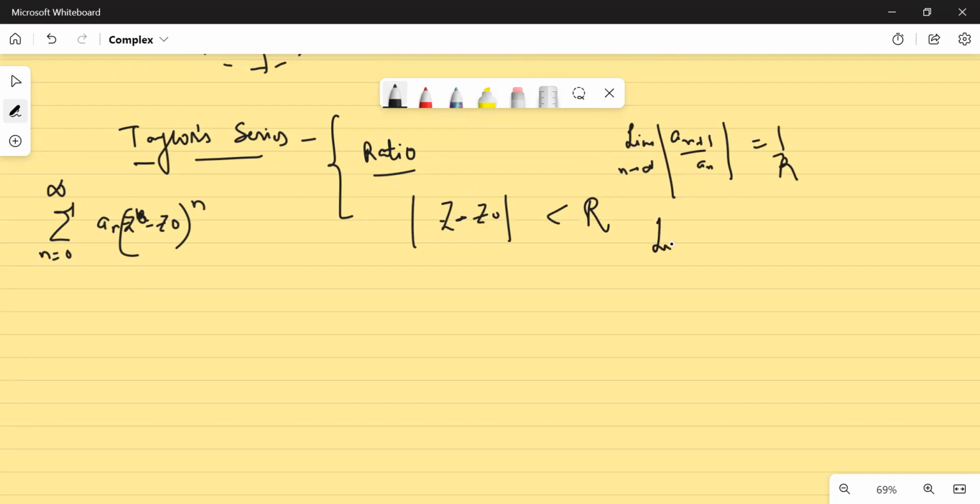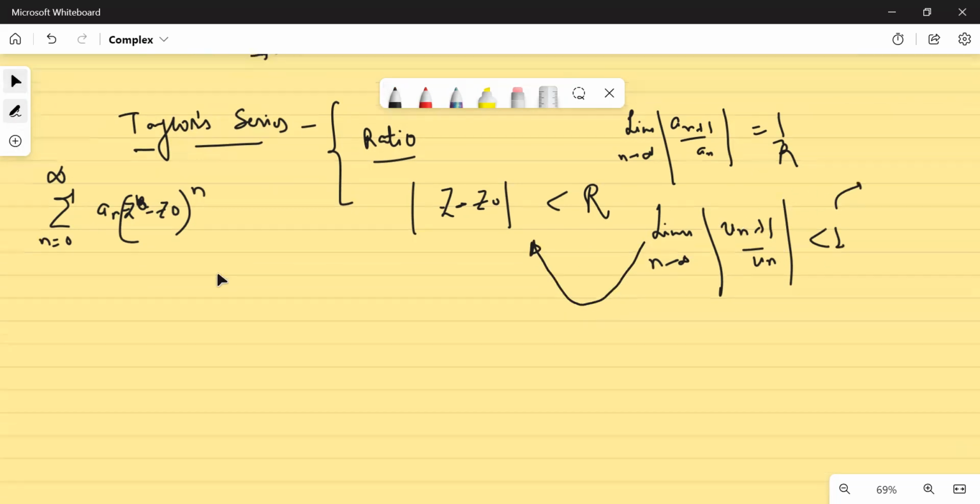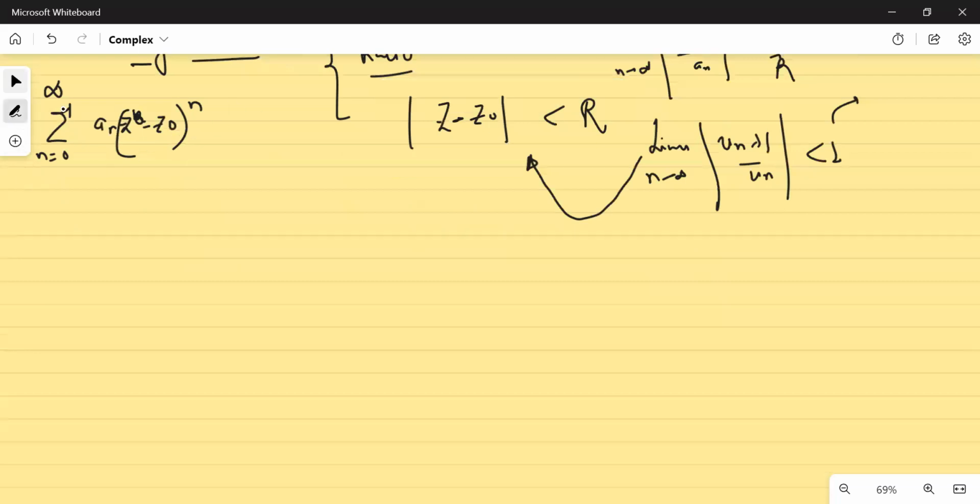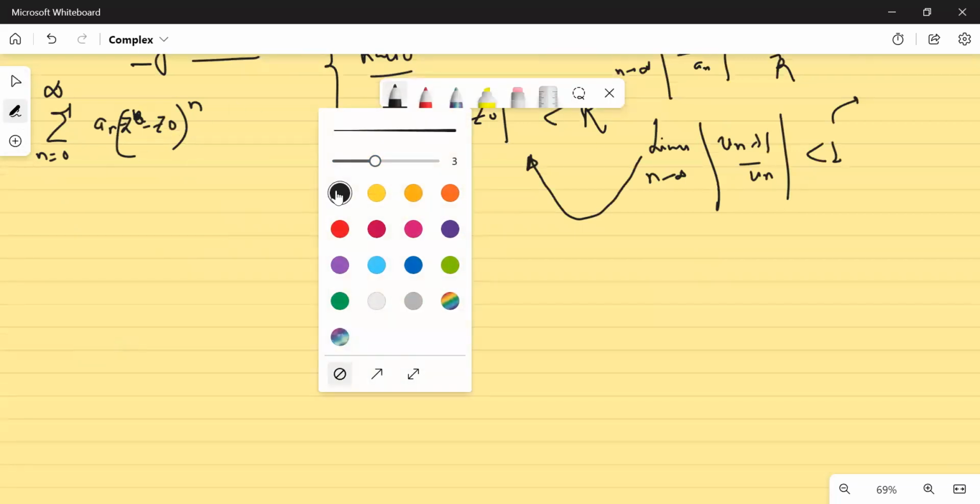Or you could do another way. You can simply use the term by term approach. The modulus of u_(n+1) upon u_n should be less than 1. So this will give me the radius of convergence, and also the domain of convergence. This is D'Alembert's ratio test. Okay. Now, yesterday I was doing a question where the lecture actually got cut.